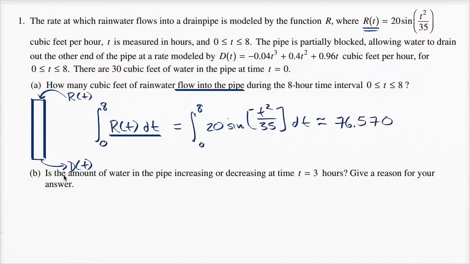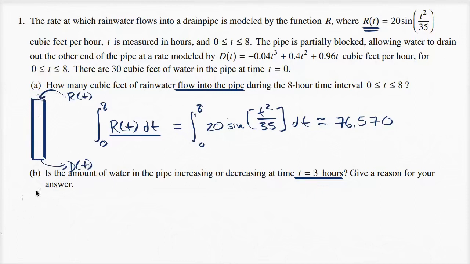Now let's tackle the next part. Is the amount of water in the pipe increasing or decreasing at time t equals 3 hours? Give a reason for your answer. Well, what would make it increasing? If the rate at which things are going in is larger than the rate of things going out, then the amount of water would be increasing. But if it's the other way around, if we're draining faster at t equals 3 than things are flowing into the pipe, then the amount of water would be decreasing.